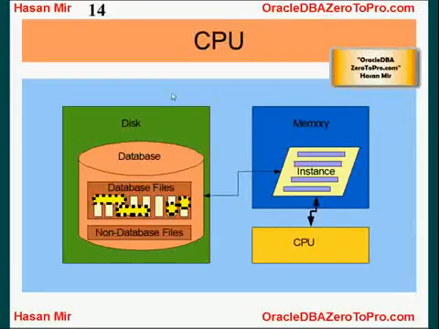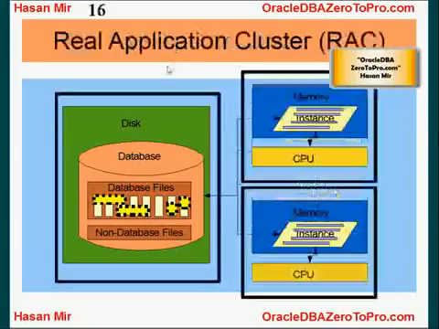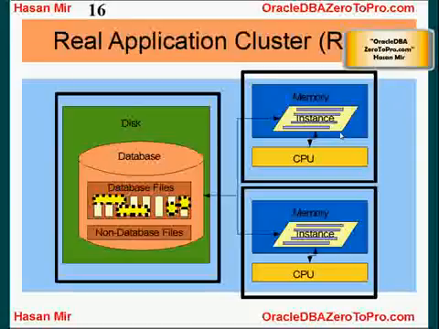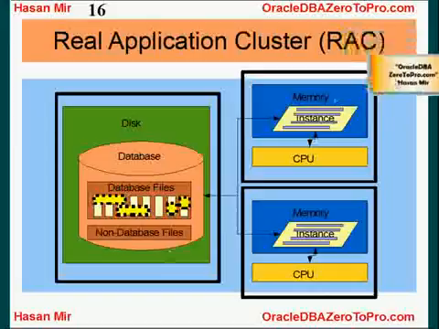So you can have a setup such that there are two instances running in the memory and both instances are talking to the same database. But the real power comes in when you put two instances, or more than one instance, on different machines. This instance is on a different machine, and both of these instances are using a database maybe residing on a third machine. This environment is called Real Application Cluster, or RAC environment.